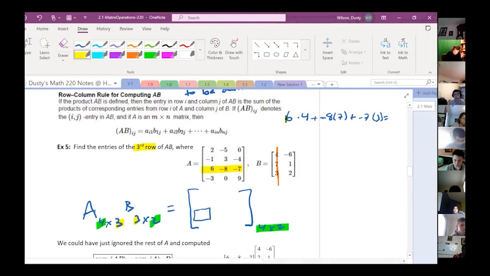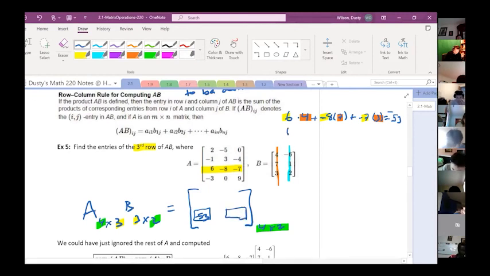I got a negative 53 from Abed. Thank you. So we're going to get a negative 53 here. And then we'll take that same yellow row and now we'll multiply it by maybe the blue column. And that'll give us our second box.